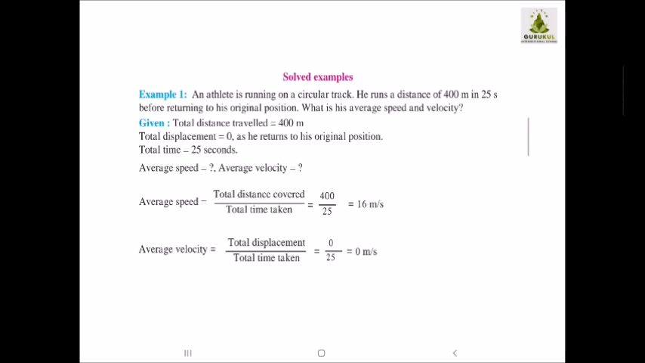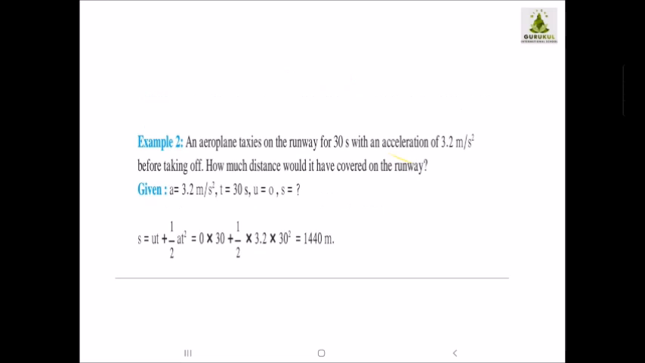Now, what will be the average velocity? Average velocity in this condition is 0. Why 0? Because what is the total displacement? Displacement is 0. And if you divide 0 by any number, the answer is 0. So in this condition, the average velocity is 0 and the average speed is 16 meter per second.